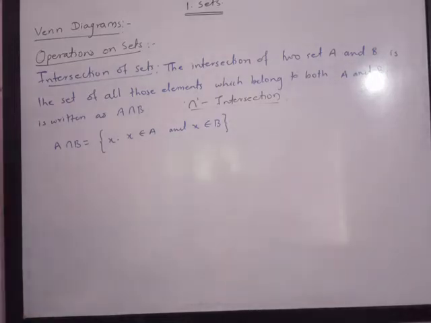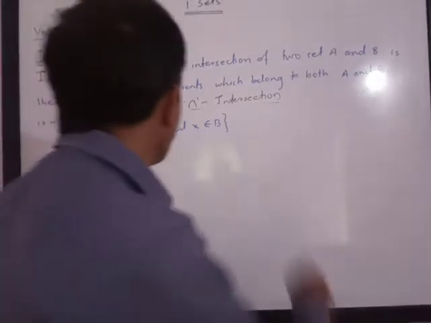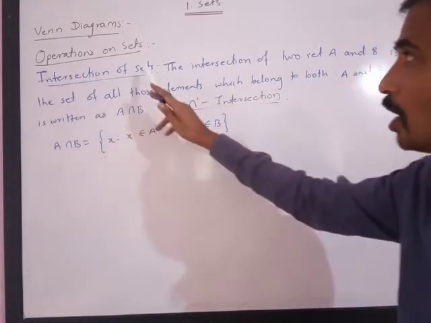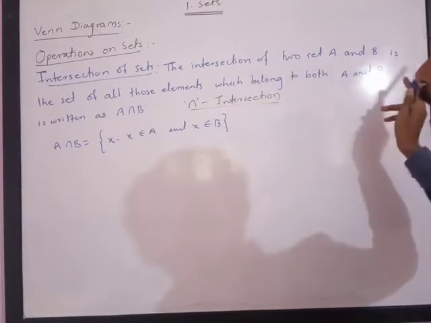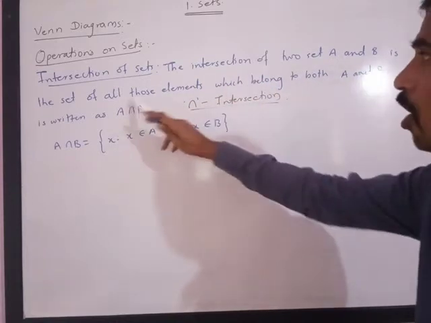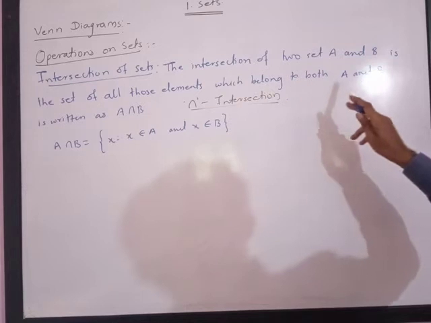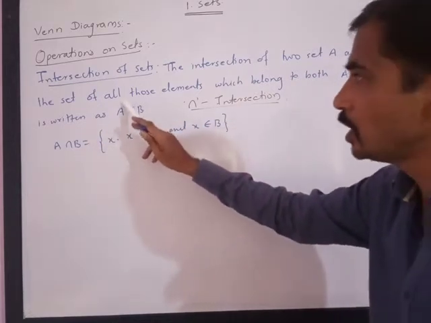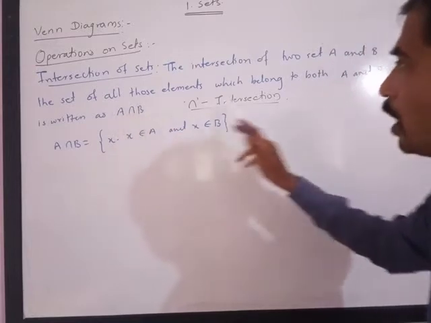Dear students, next is intersection of sets. In operation of sets, we are going to study the next point, intersection of sets. The intersection of two sets A and B is the set of all those elements which belong to both A and B and is written as A ∩ B. Please note this inverted U-like symbol is called intersection.